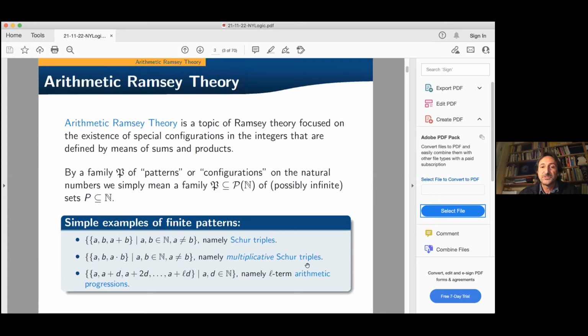So what is arithmetic Ramsey theory? It is, of course, a topic in Ramsey theory which focuses on configurations in the integers. Of course, one could also consider other rings or semi-rings, but let's focus on the integers to make it simple. When we talk about patterns or configurations, a family of patterns is simply a family of subsets of the natural numbers. And here are three relevant examples: the so-called Schur triples, meaning sets of the form a, b, a plus b; multiplicative Schur triples; and arithmetic progressions, this kind of combinatorial configuration.